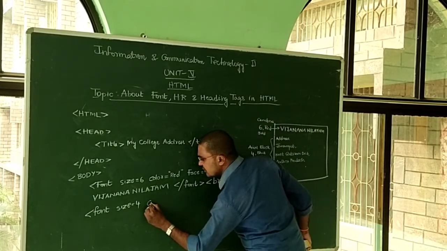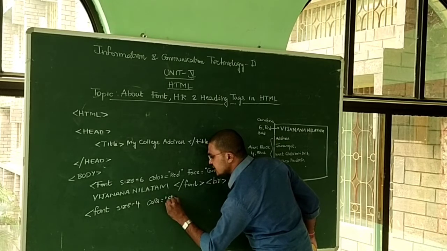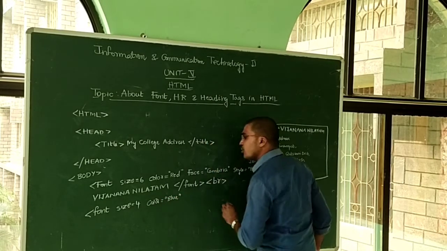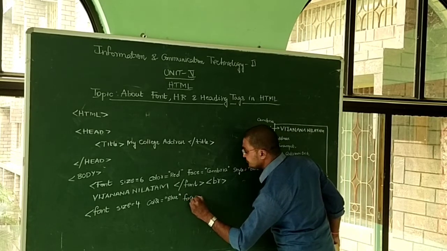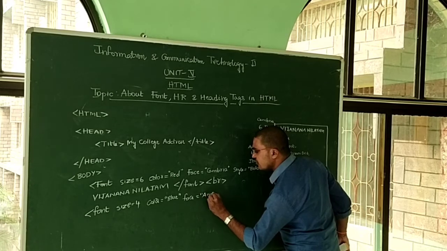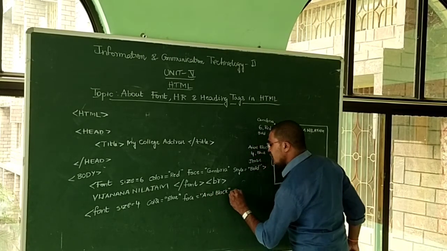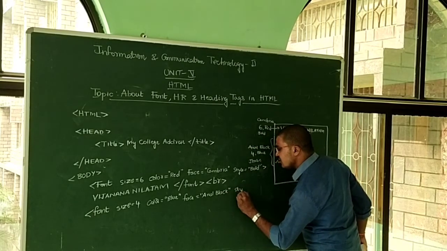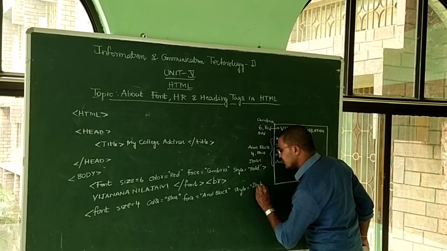And color, the color of the text is blue. The text is surrounded in double quote marks. And what about the face? Face means Arial Black, and I write the font family name, Arial Black. And about style, style is called italic. Italic means the text is just curved to the right side.